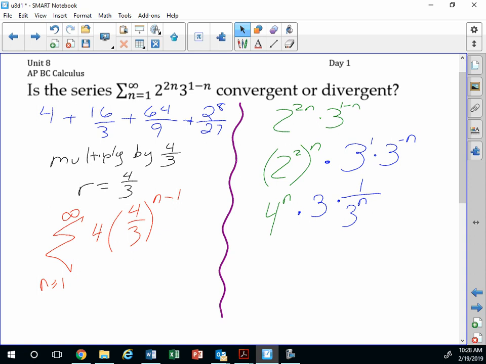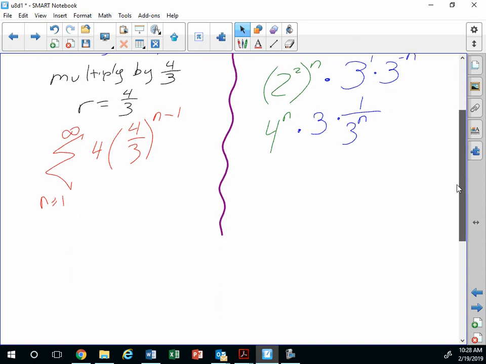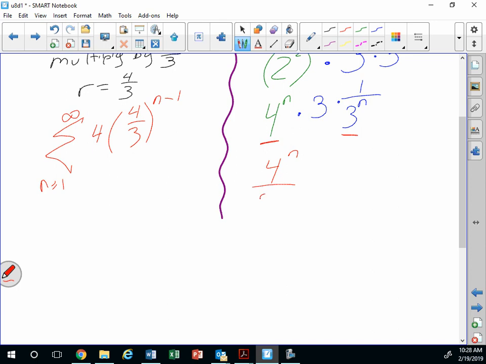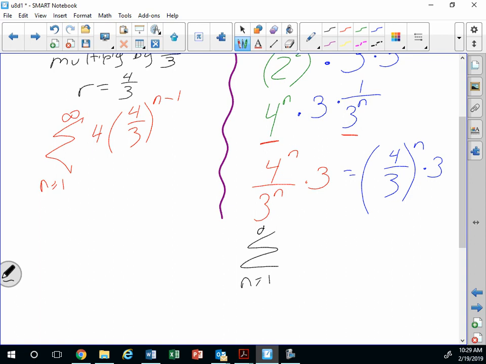I am going to move it down so that I can get to it. Oh, look! This has an n, this has an n. So I'm going to rewrite this as 4 to the n over 3 to the n times 3. Can't I write this then as 4 over 3 to the nth power times 3? Summation, n going from 1 to infinity, of 3 times 4 over 3 to the nth power.